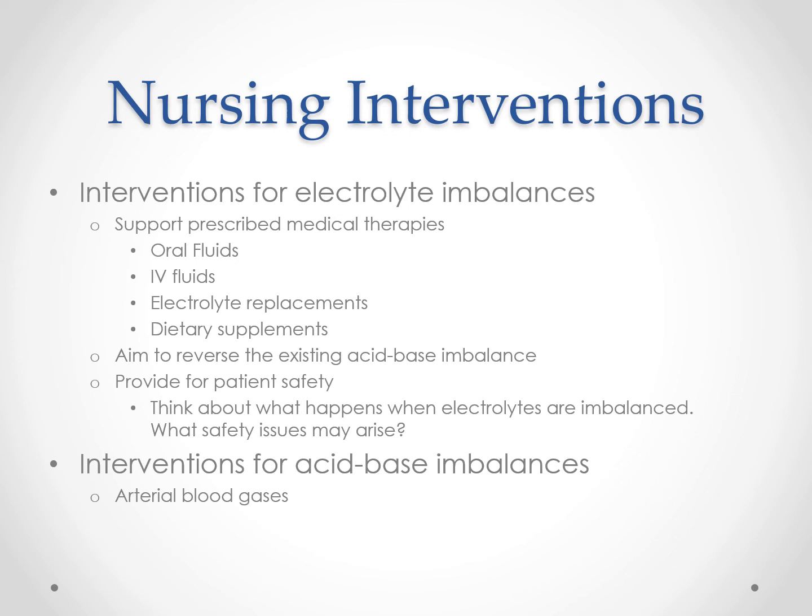Aim to reverse the existing acid-base imbalance. We're going to try to get them back in balance. Provide the patient with safety. That's another thing. They might be imbalanced, literally. Sometimes when these things are out of place, the patient is confused and the patient does not feel well. So we really have to provide safety precautions for patients that have imbalances. Interventions for acid-base imbalances also include arterial blood gases. Remember I told you that acid-base balance, which is the bicarb, is really important for those respiratory patients.